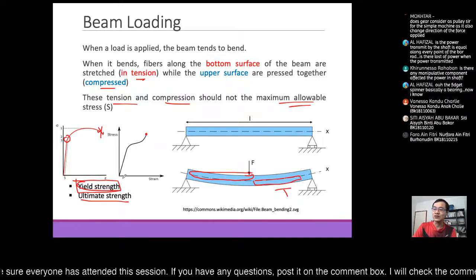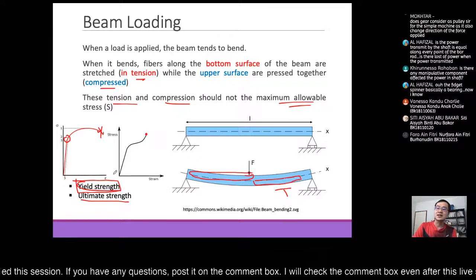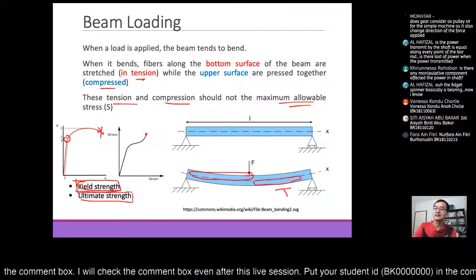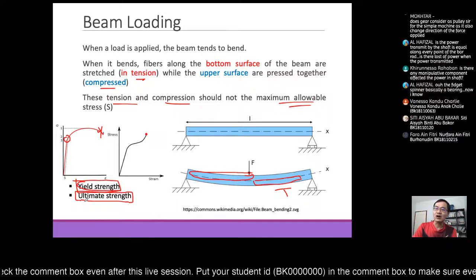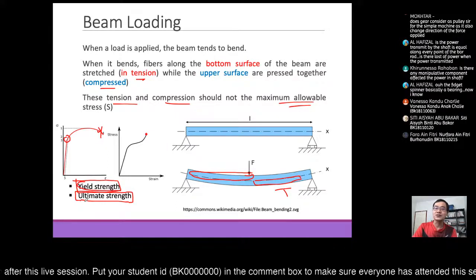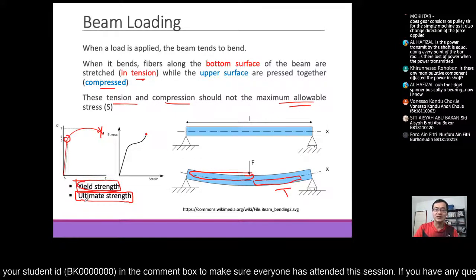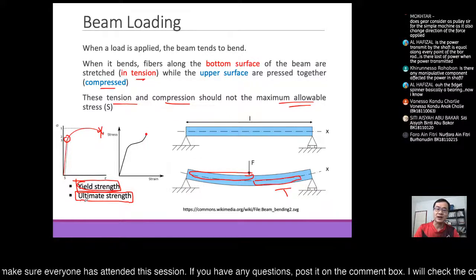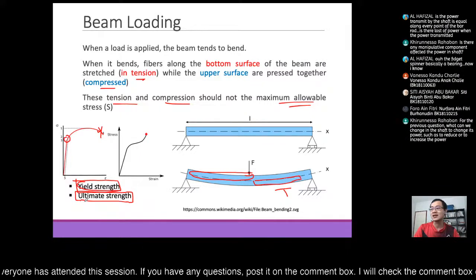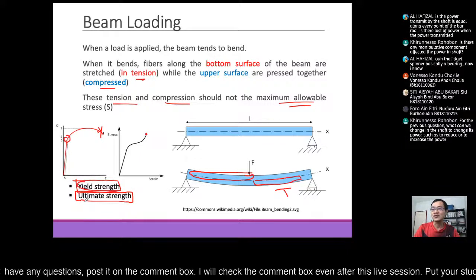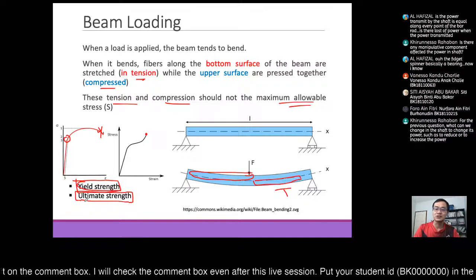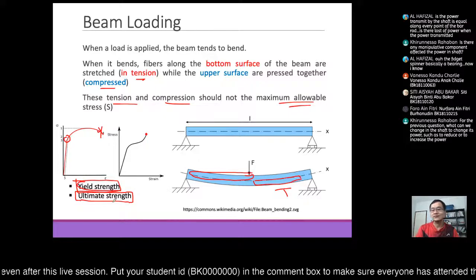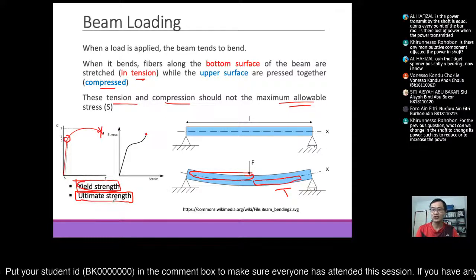So if you want to use it for support, then yes, we may use a yield strength. But if we want it to act like, let's say, a mechanical type of fuse, like an electrical fuse, when the power is large enough, the fuse will cut off the power. In that case, if you want a mechanical part that should break if the load is high enough, then you have to consider the ultimate strength. So it depends on your criteria or your purpose.